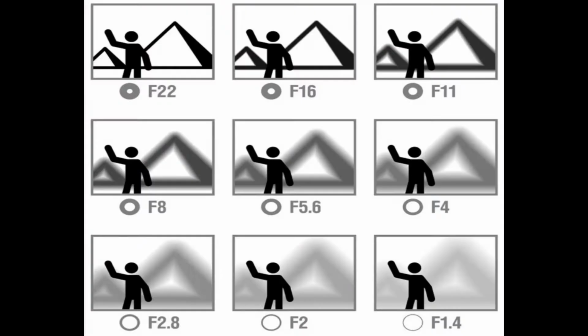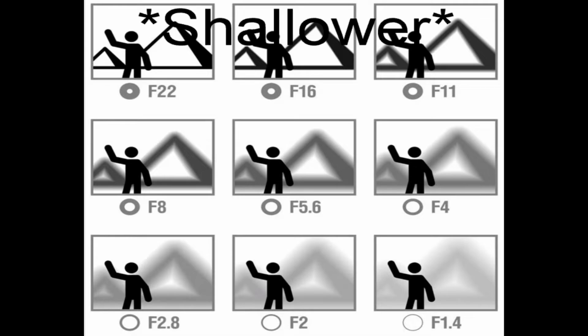Take a look at this chart that I pulled off an article on Petapixel that helped me explain aperture in greater detail. This chart shows how f-stop will affect the depth of field in your photographs, and you can tell that as the aperture gets wider, the pyramid behind the person gets more blurred. This also means that you're letting more light into the camera as your depth of field gets deeper.